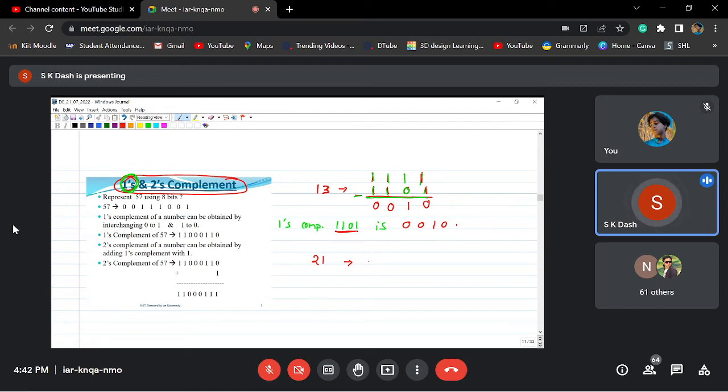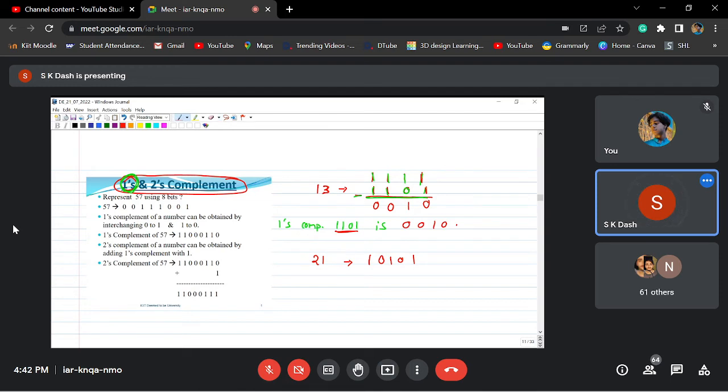How much will be 21? 16 plus 16 plus 4 plus this. 16 plus 4 plus 1. This is 1, this is 2, this is 4, this is 8, this is 16. So 16 plus 4 plus 1, that's why it is 10101.